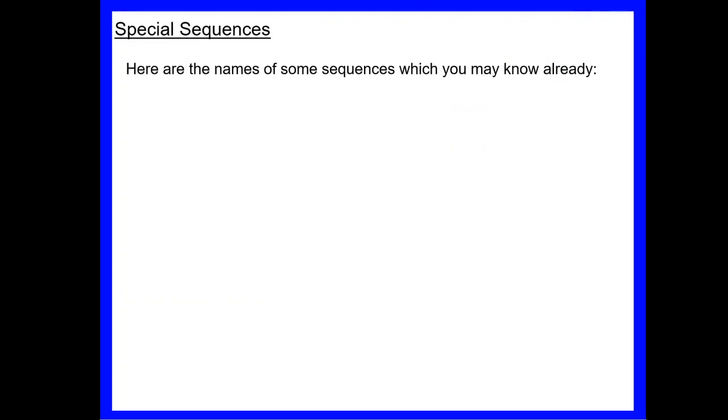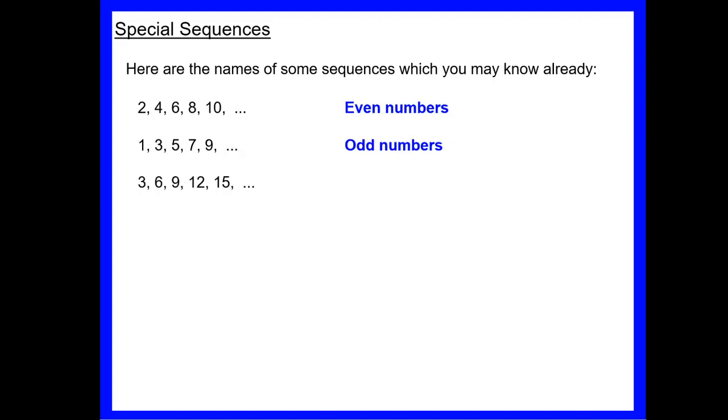Okay, so here are some sequences then you might already know. So 2, 4, 6, 8 and 10. Hopefully you'll be able to tell me that those are our even numbers. So some of our sequences have their own special name. That's also the 2 times table or multiples of 2. 1, 3, 5, 7, 9. Those are our odd numbers. 3, 6, 9, 12, 15. Now they're the multiples of 3, our 3 times table. So we often call times tables multiples of a number as well.